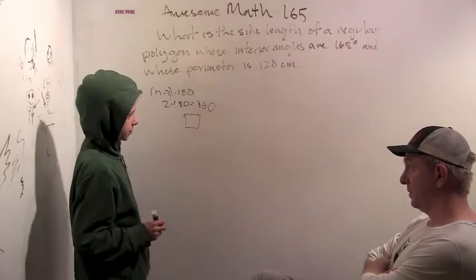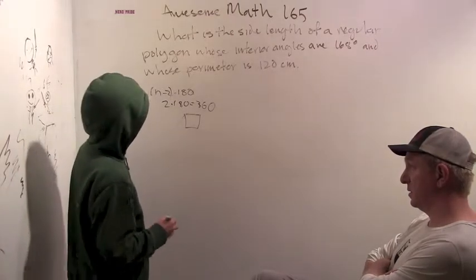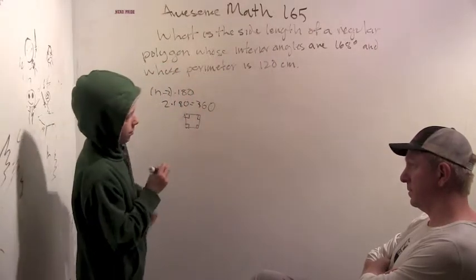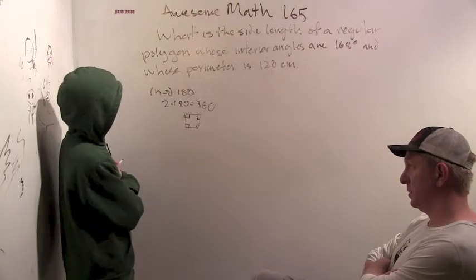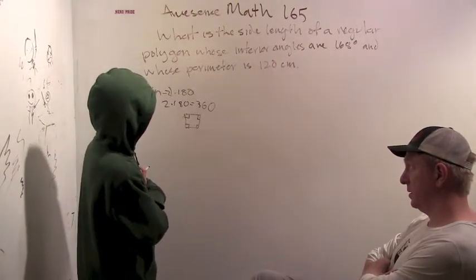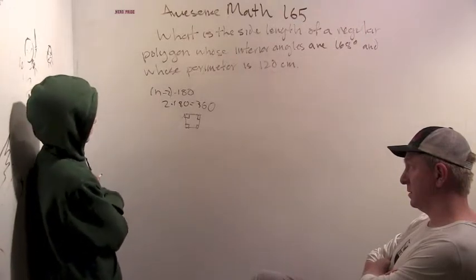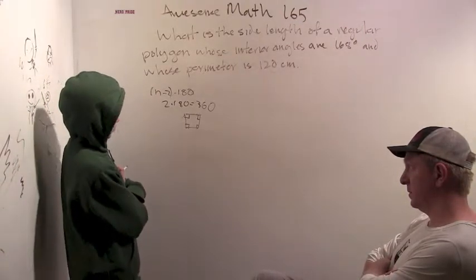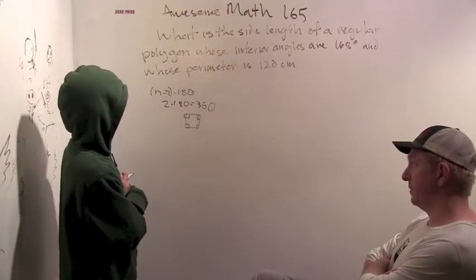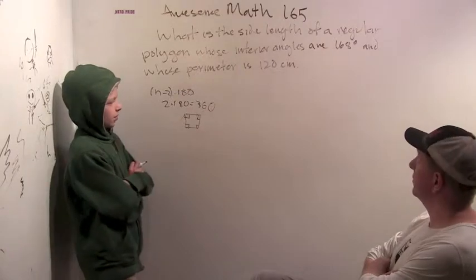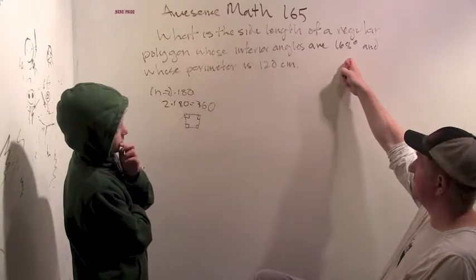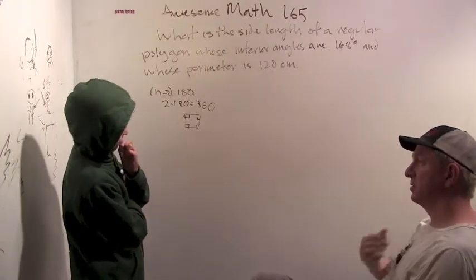Yep. And what are the angles in the square? They're all 90. But how can we find this other one? We're not sure if it's even possible. Right. Let's stay with the square for a second. What's going on with the square? If I said, what is the side length of a regular polygon whose interior angles are 90 and whose perimeter is 120? What would you do?